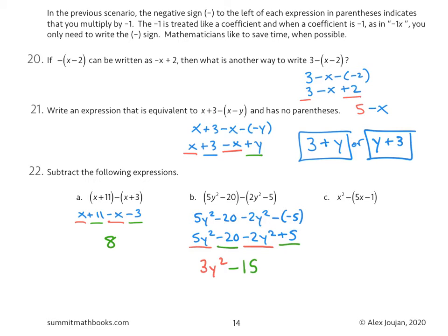Part C, x squared minus the quantity 5x minus 1. Let's distribute this negative sign, or subtraction sign, through these parentheses. First I'll bring down the x squared, and now it's minus 5x, and then minus 1, which is just plus 1. I can bring down the other terms, x squared minus 5x plus 1, and that's my final expression. I cannot combine any of those terms, so my final result is a trinomial.